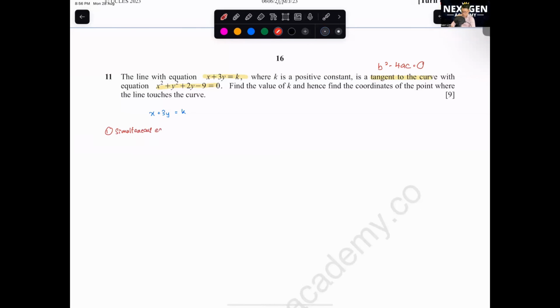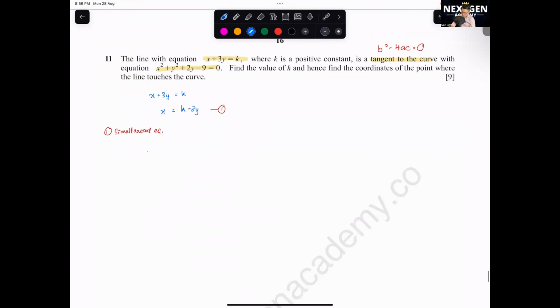This is the first part. I make x the subject first, so x equals k minus 3y. This will be my first equation. My second equation is x squared plus y squared plus 2y minus 9 equals 0. I'm going to substitute 1 into 2.